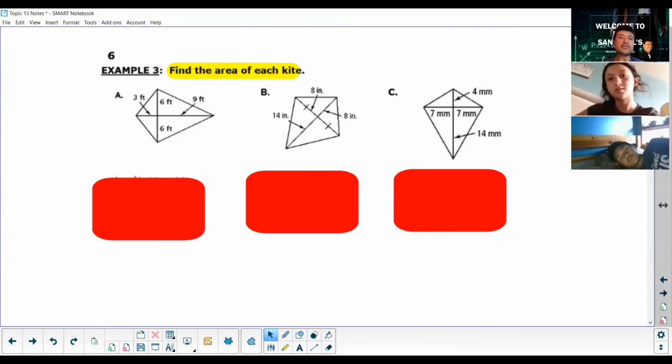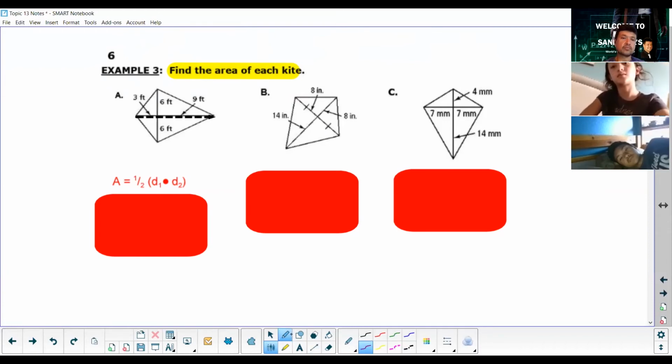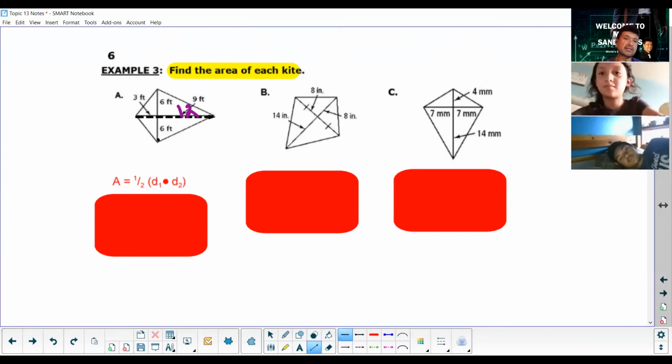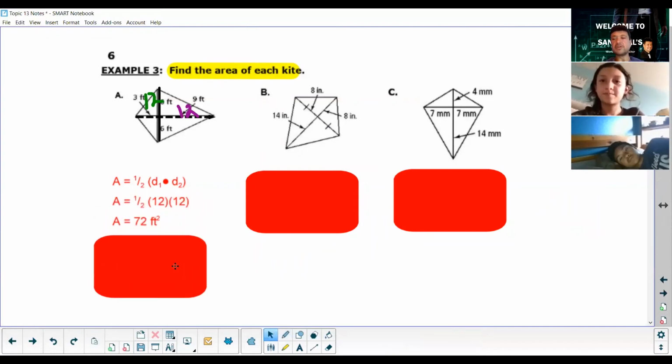Okay, well, let's start with the equation, Celeste. So you see how it says 1/2 diagonal 1 times diagonal 2? Okay, so tell me, Celeste, what is the measurement of this diagonal right here? That is 12. You're right, it's 12. And what's the measurement of this other one right here, the diagonal I just drew? Actually, that's going to be 6 plus 6. So it's 12 as well. So once we have the two diagonals, we're going to have 1/2 times 12 times 12. So as a result, we'll get 72.